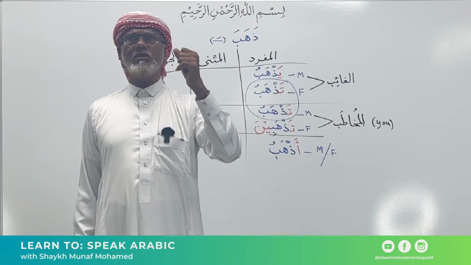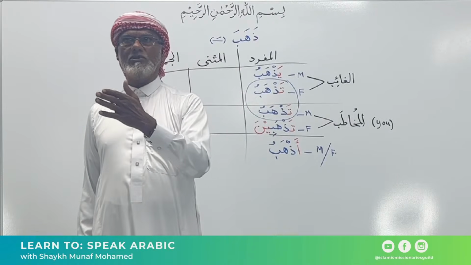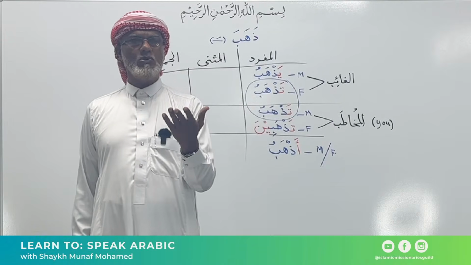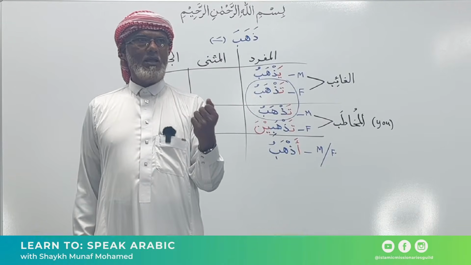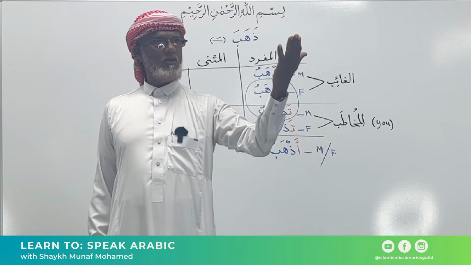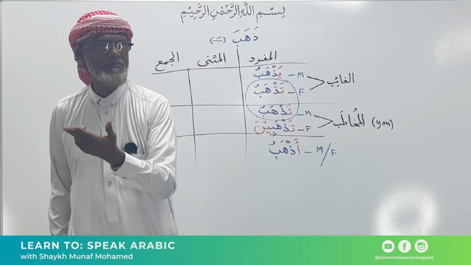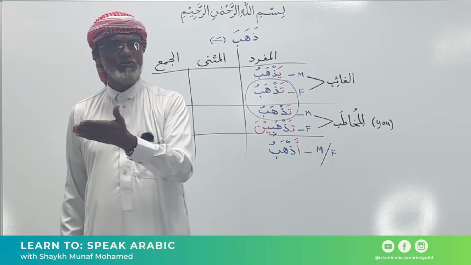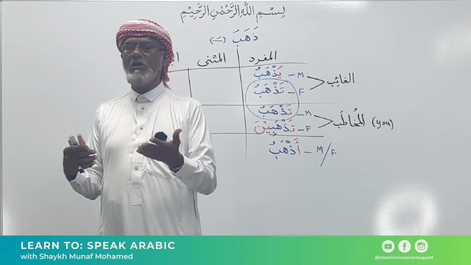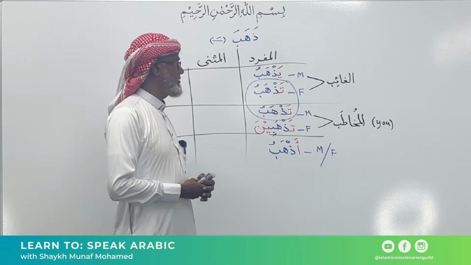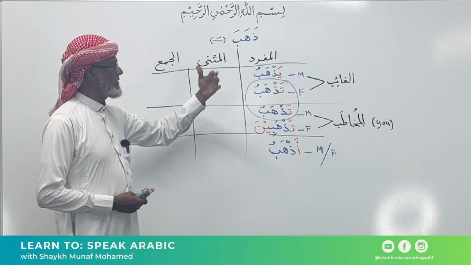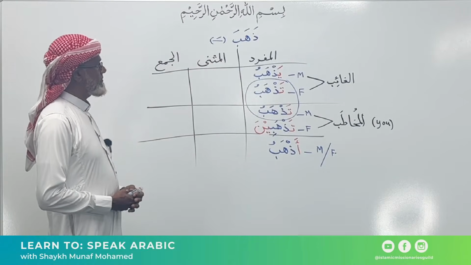Hal tadhhabu Fatima? You're talking, and then you're talking to a male person. And are you going too? So you would know. Hal tadhhabu Fatima? Wa tadhhabu anta aydan? Wa tadhhabu aydan? And are you going too? So you will know it from the context, and how it is spoken. Because this one is in front of you and this one is away.